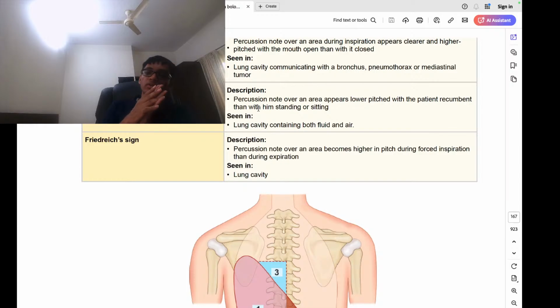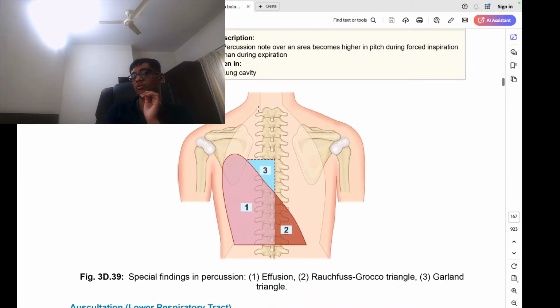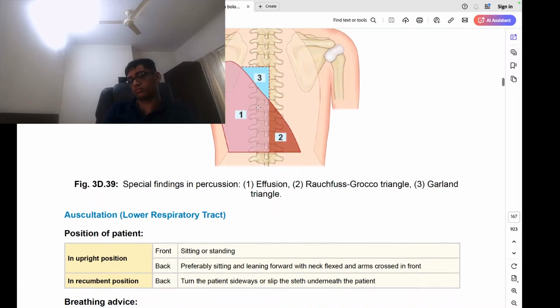Friedreich's sign is when the percussion note over an area becomes higher in pitch during inspiration than during expiration. Seen in a lung cavity.